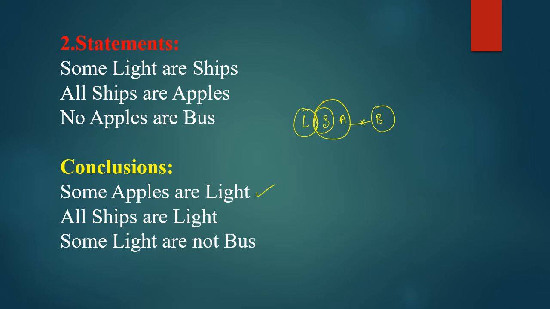All ships are light. Are all ships inside light here? No, it is not exactly. Is it something like this, all ships inside light? No, it is not given in this way. So the second one is wrong. Third one, some light are not bus. Here some light which are overlapping on this sector are not bus. So 1 and 3 are following here.